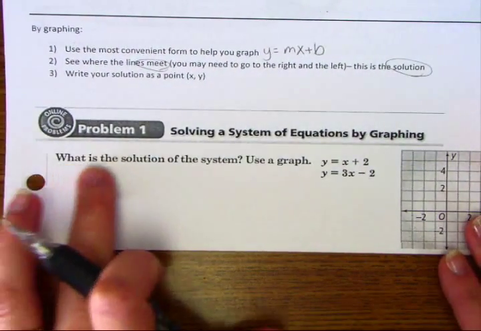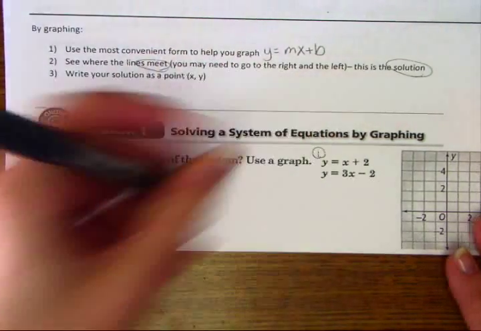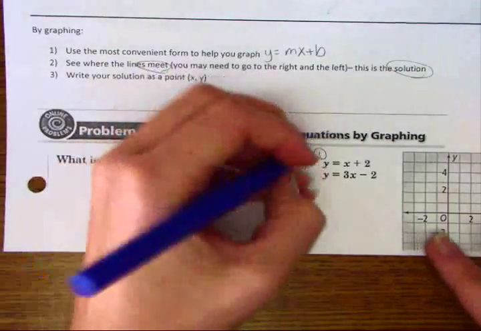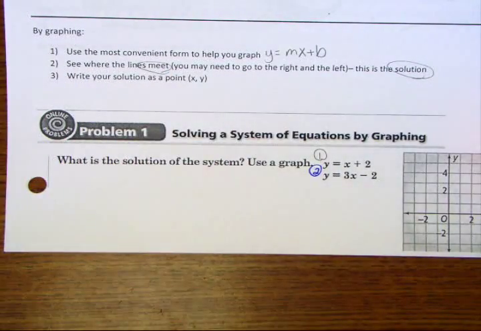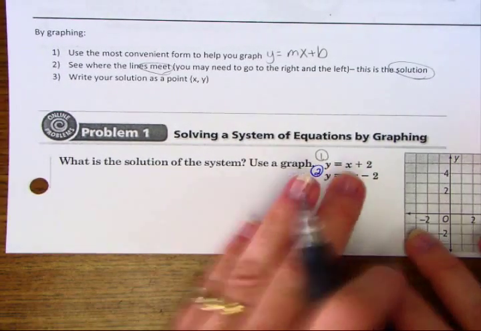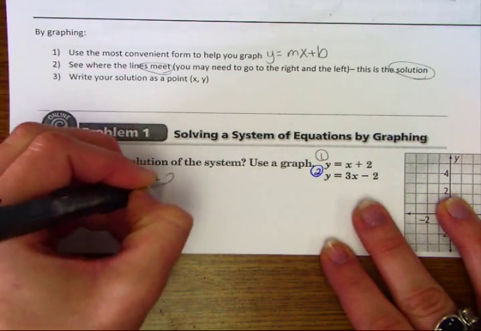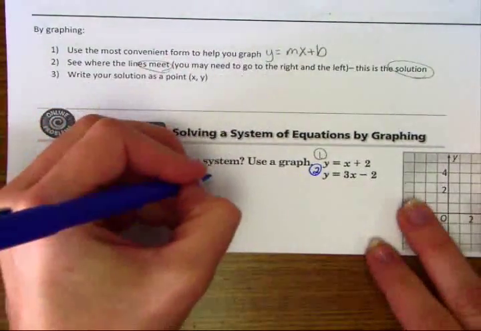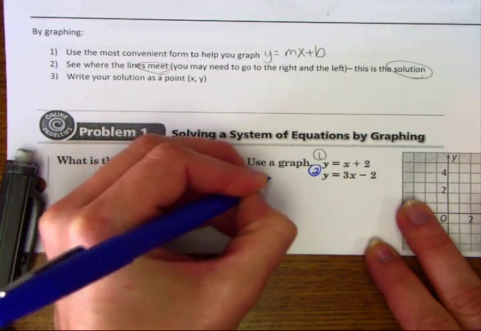Problem 1. What is the solution of the system? Use a graph. I have two equations. Now it might be helpful for you to pause the video and get another colored pencil or another colored pen or something like that, okay? Number 1 I'll do in pencil, number 2 I'll do in pen. Number 1, y equals x plus 2, and number 2, y equals 3x minus 2.